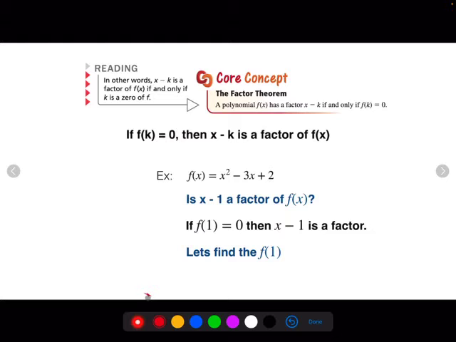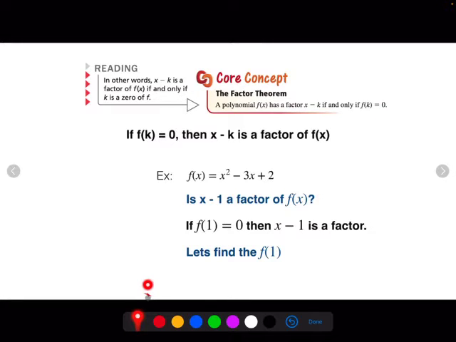And what this says is that if you have a polynomial, some function, and if x minus k is a factor of it, then the number, whatever k is here, when you substitute it into the function, it better give you a 0. In fact, it has to equal 0.